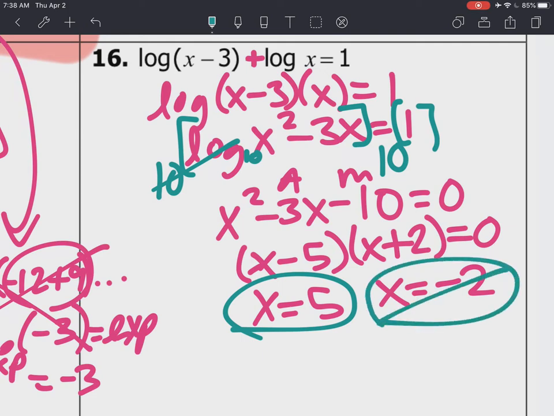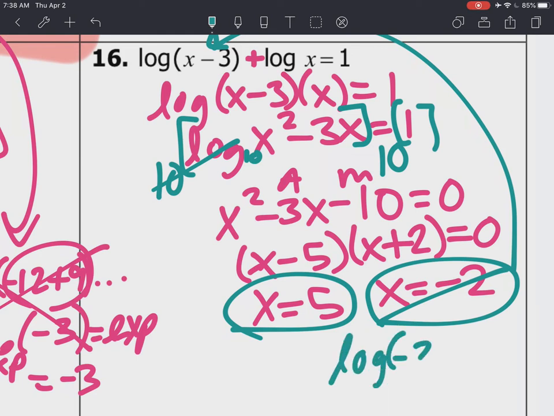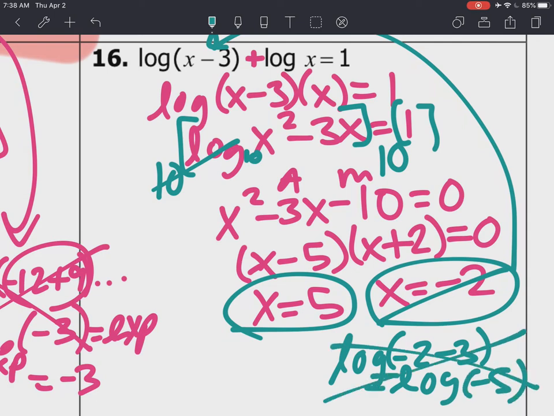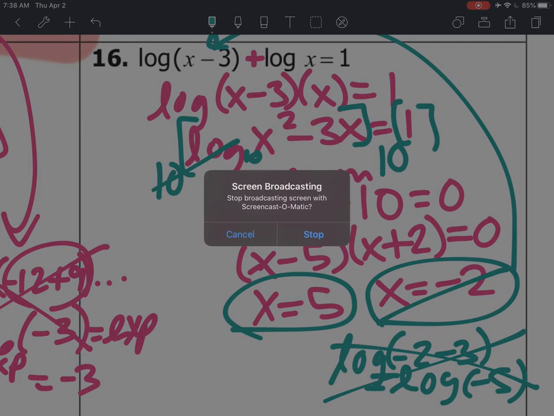And then we're going to have to check. 5 works. Negative 2 is extraneous, and you can tell even from the very first log: log of negative 2 minus 3 is going to be log of negative 5, and you cannot do logs of a negative number.